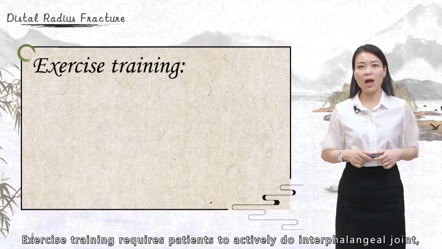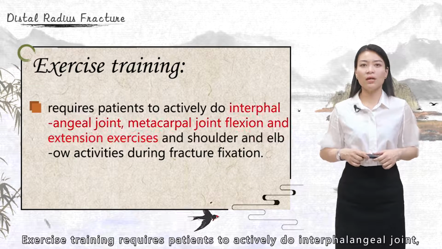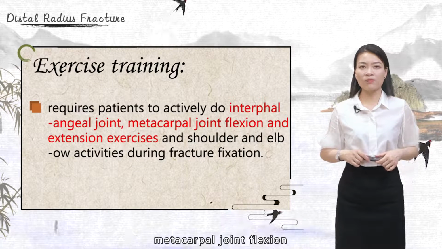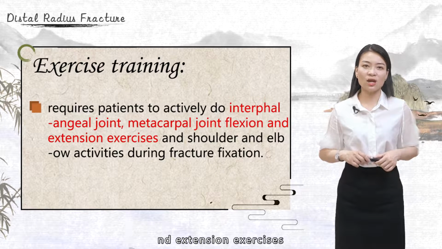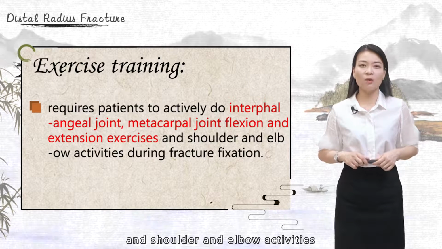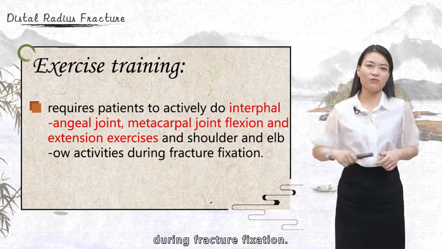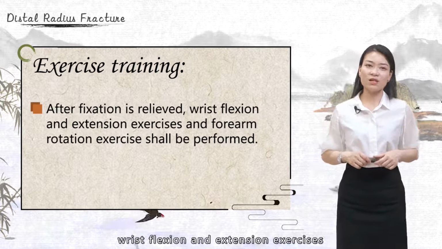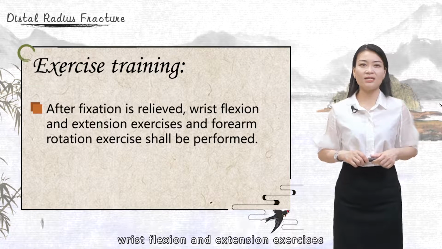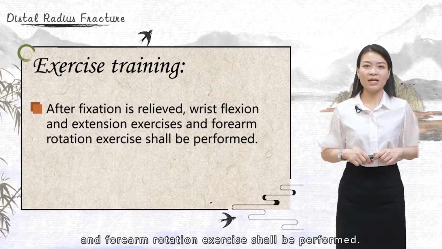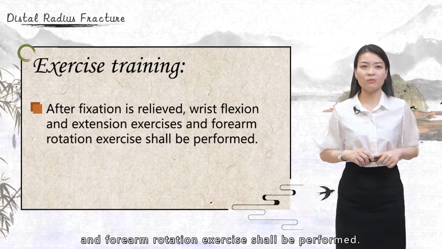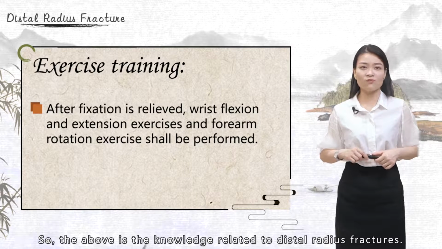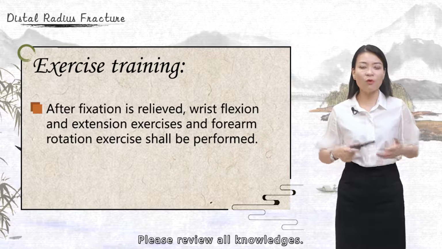Exercise training requires patients to actively do interphalangeal joint and metacarpophalangeal joint flexion and extension exercises, and shoulder and elbow activity during fracture fixation. After fixation is relieved, wrist flexion and extension exercises and forearm rotating exercises shall be performed. So, the above is the knowledge related to distal radius fracture. Please review all the knowledge.